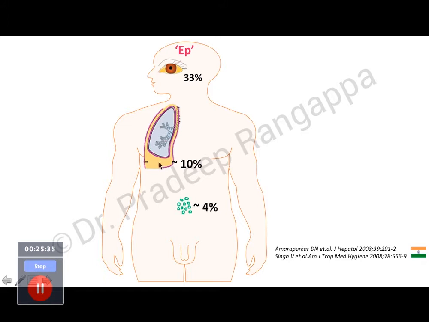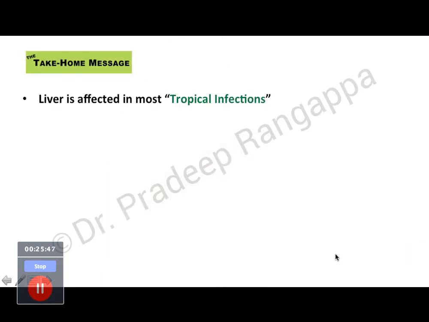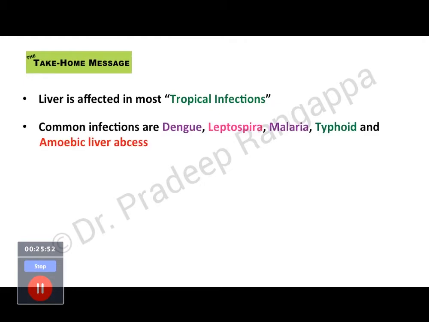33% can have jaundice, 10% will have pleural effusion, predominantly on the right side because the liver is on the right side, and 4% can have ascites. So all these come from our Indian literature. So the take-home message is that the liver is affected in most tropical infections, and common infections in our country are dengue, which we have covered, leptospira, malaria, typhoid, and amoebic liver abscess. Another one which affects the liver is rickettsia, which I have not covered in this talk because I think these are much larger conditions which we see.